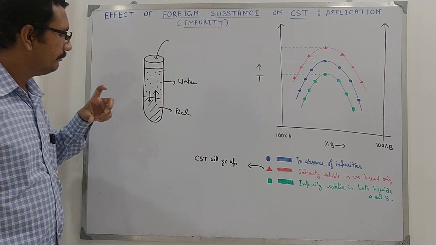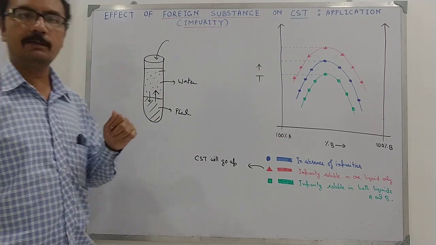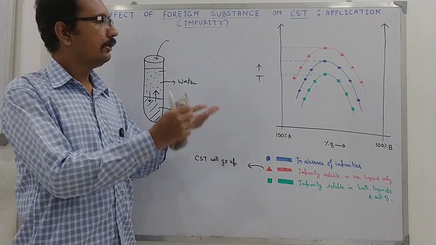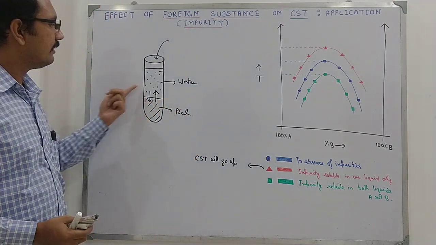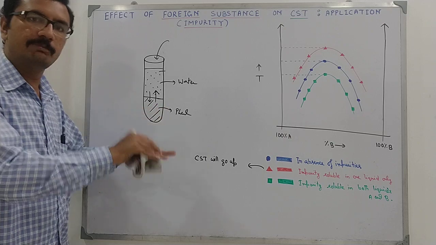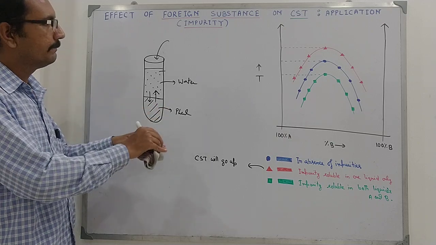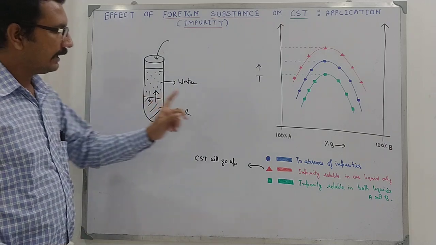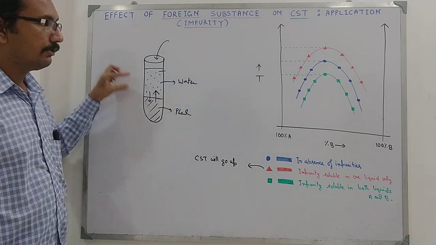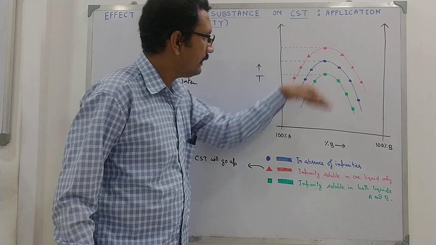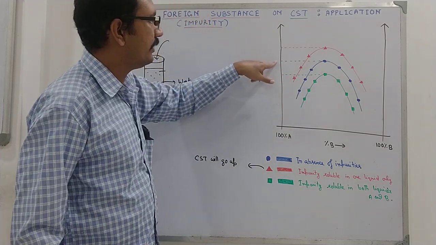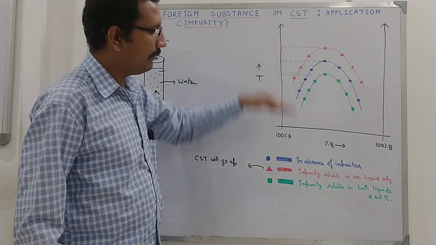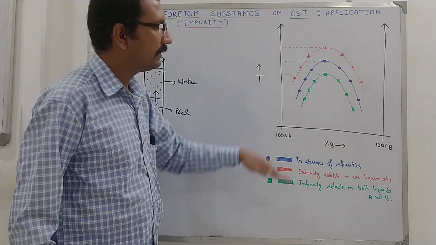Now if mutual solubility increases, then what will happen? You no longer need a greater temperature to convert it to a single solution. Less temperature will be required, since with decreasing temperature solubility decreases. Now the impurity is increasing the solubility, so you need a lesser temperature compared to 66.8 degrees centigrade for the phenol water system when the impurity is soluble in both the liquids.